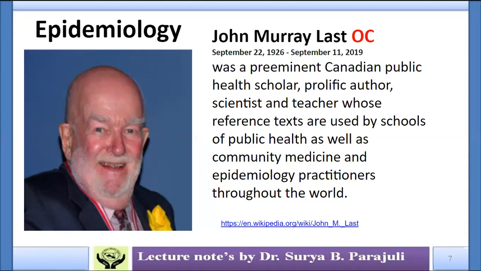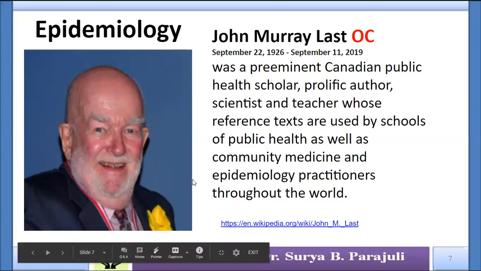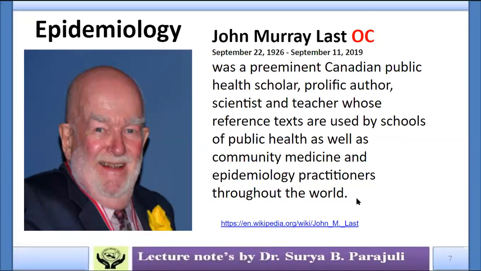Okay, I'll ask in your Google Classroom. What is the OC? So he was born on September 22, 1926 and died last year, 2019, September 11. And he was a preeminent Canadian public health scholar. He's a prolific author, scientist and teacher whose reference texts are used by schools of public health, as well as community medicine and epidemiology practitioners throughout the world. So you can find all the information on John M. Last in this Wikipedia link and his own university link.